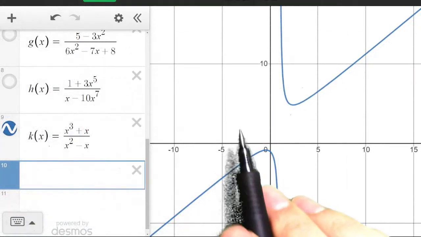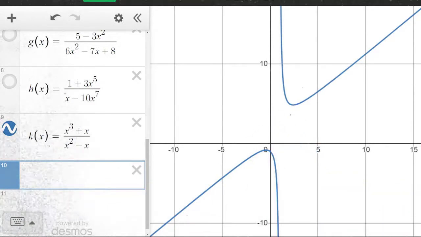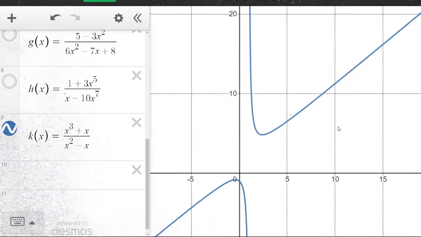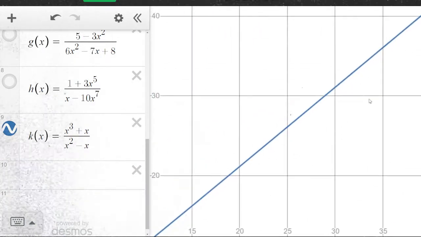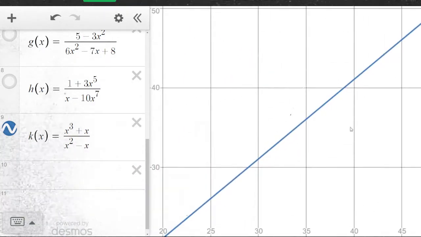Okay, I want to point out something else about this function, though. All right, we determined the limit was infinity, but I think that we can say something a little bit more interesting about it. If you look at the behavior of this, it looks like it's resembling a straight line.